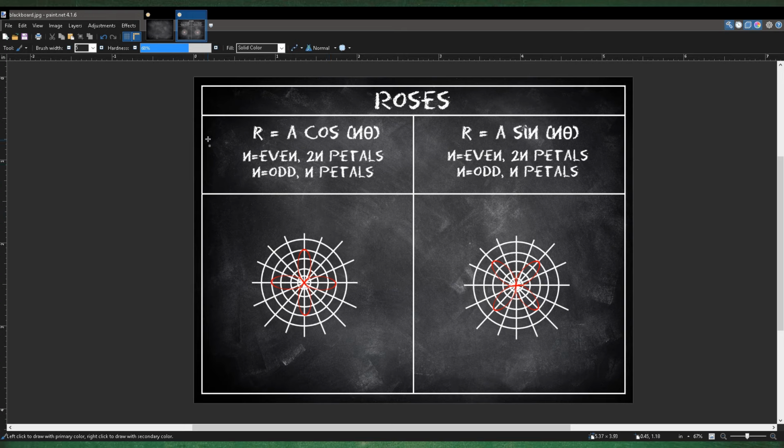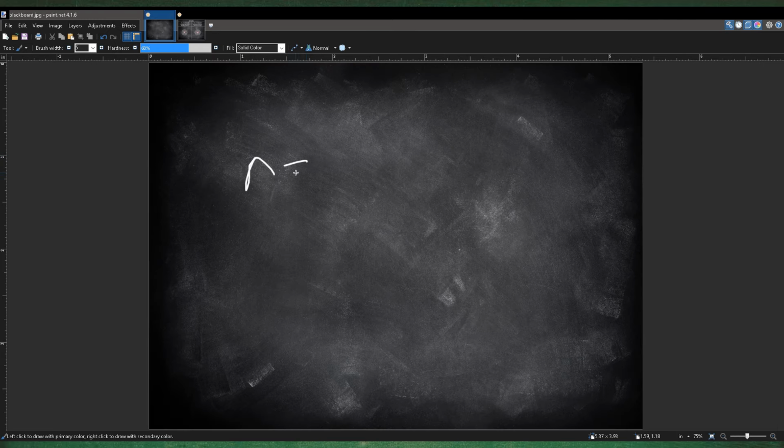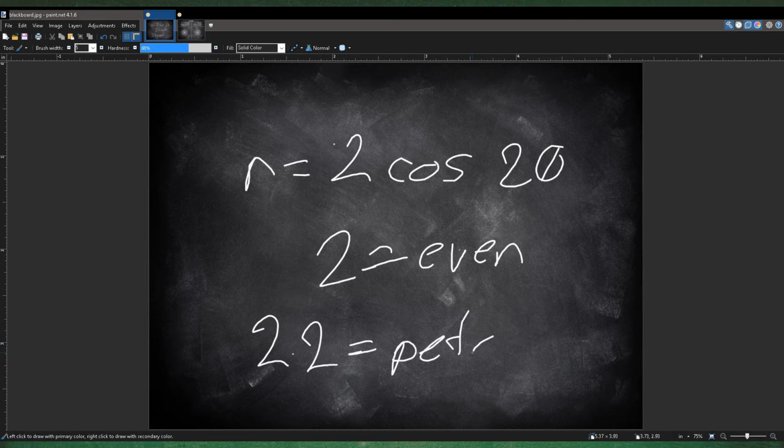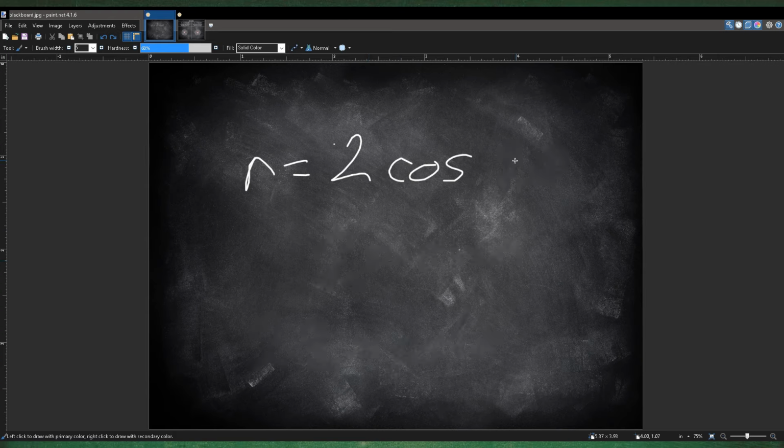And they have these really cool properties: if n is even, then it's gonna have 2n petals. So let's say you have r equals 2 cosine of 2 theta. Since 2 is even, it's going to have 2 times 2 petals. If it's even, it's going to have 2 times the n. So if this is 4 theta, then it's 2 times 4, so it has 8 petals since 4 is even.